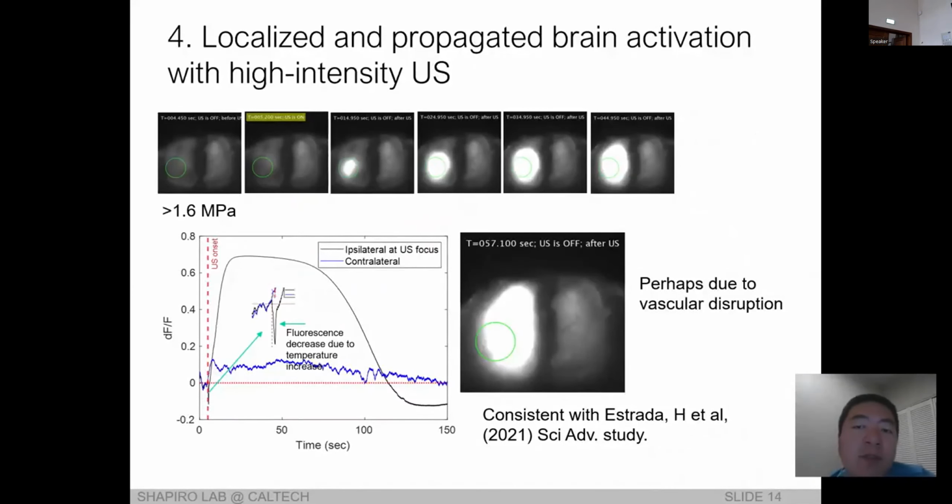When the pressure being used is equal to or greater than 1.6 megapascal, we observed strong calcium responses at the ultrasound focus, which subsequently propagated all over the ipsilateral hemisphere, and those very strong responses closely resembled responses of focal cortical seizures, suggesting the local inhibitory circuits might be severely disrupted by high-pressure ultrasound. And these results are also consistent with Dr. Estrada's Science Advances study.